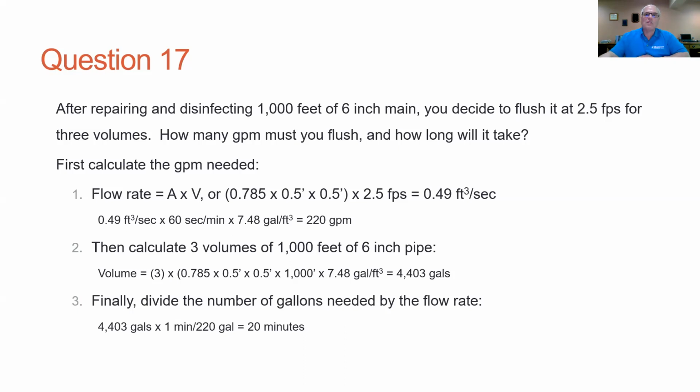So the problem then is solved. I should flush at 220 gallons per minute to achieve the 2.5 foot per second velocity, and I should keep that up for 20 minutes to get 3 volumes of water out of the pipe. Okay, hope you did well on that. Let's move to question number 18.